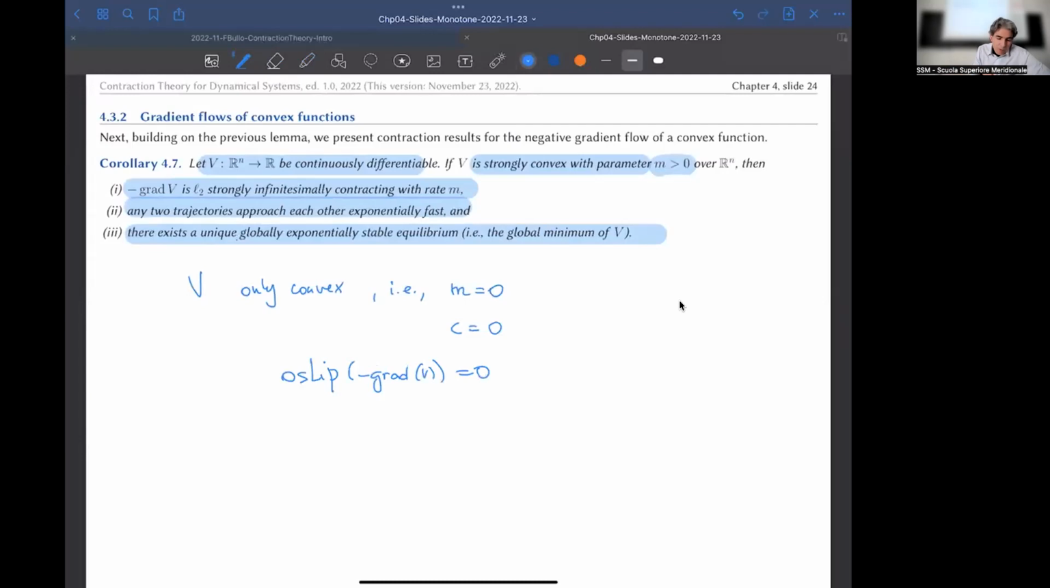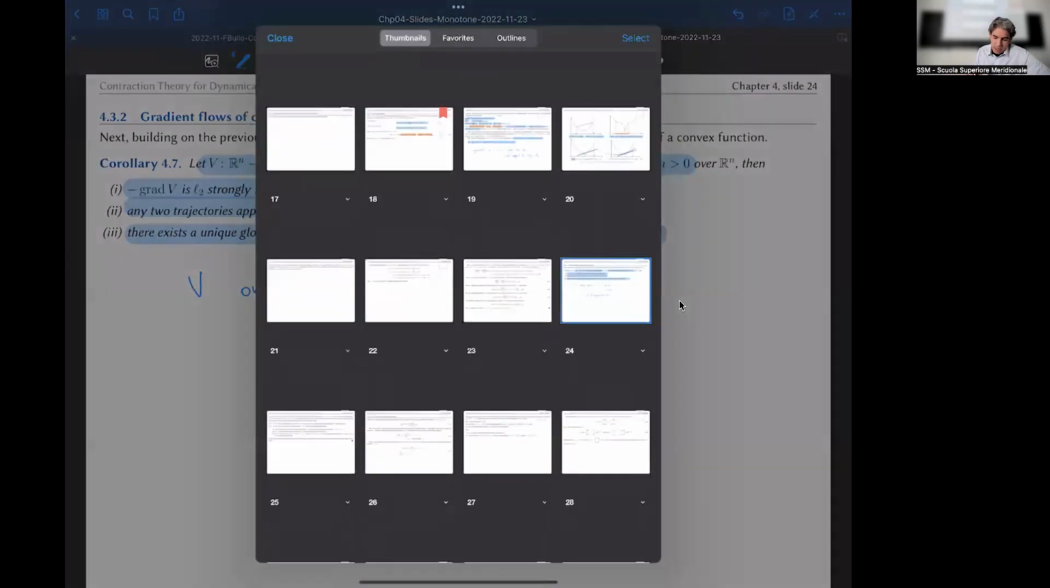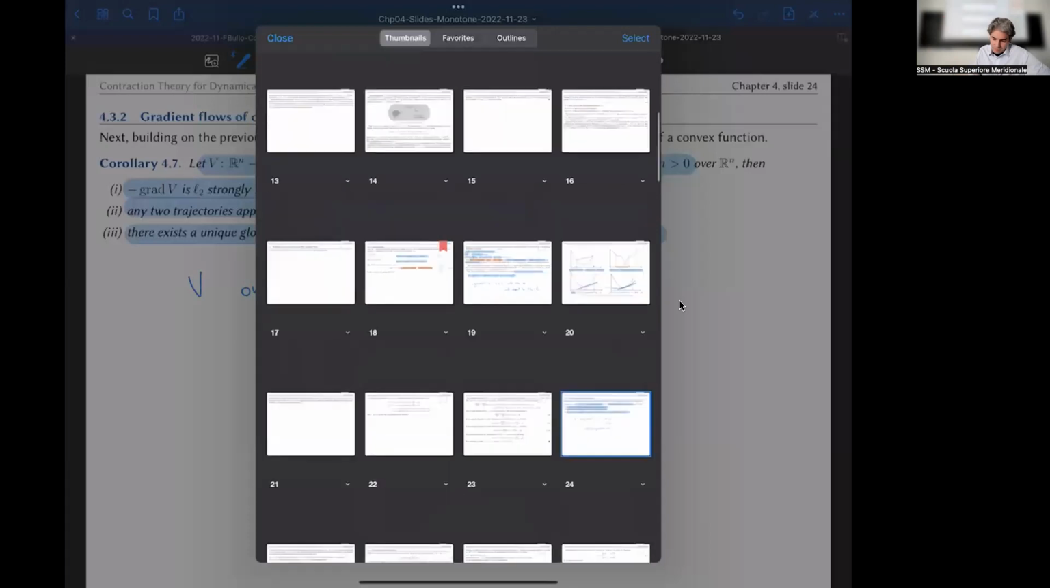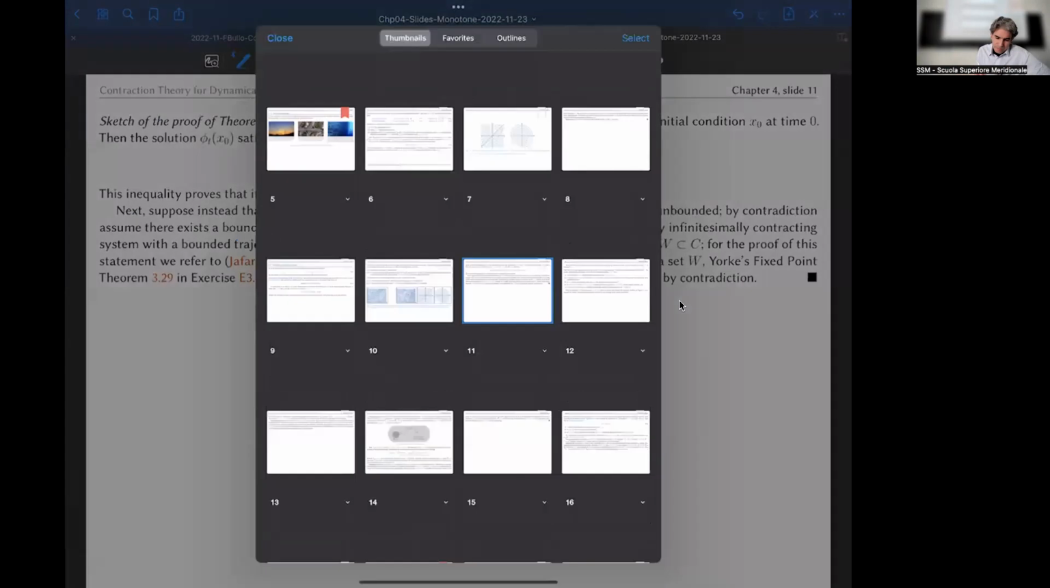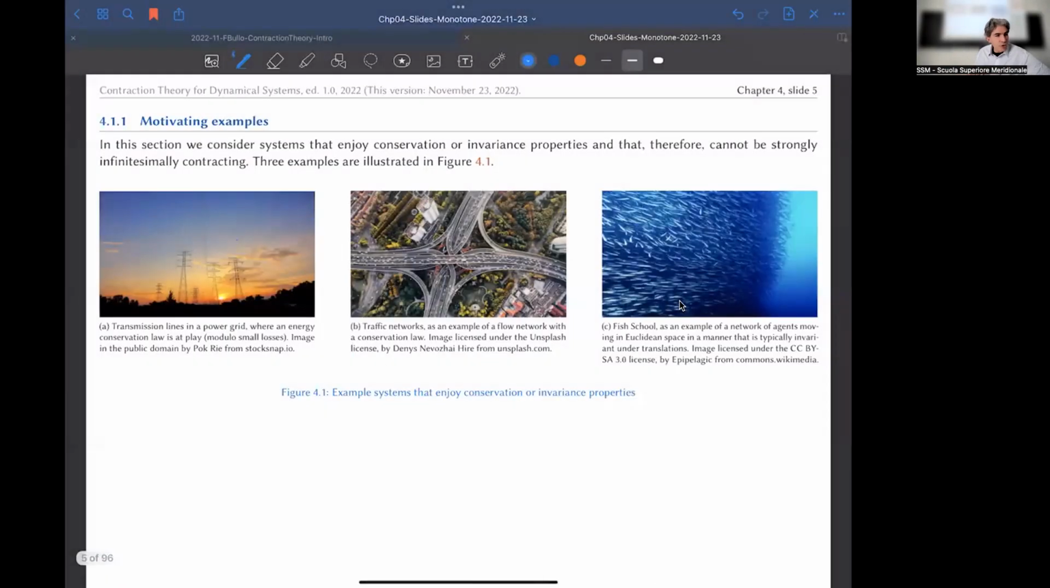And this is a deeper problem than just arising in optimization problems. So right now, I'm going to leave the set of optimization problems. I'm going to come back later, but let's first talk about convexity, not strong convexity, and weak contraction. Weak contraction means my one-sided Lipschitz constant is at most 0. This problem arises in many other cases.